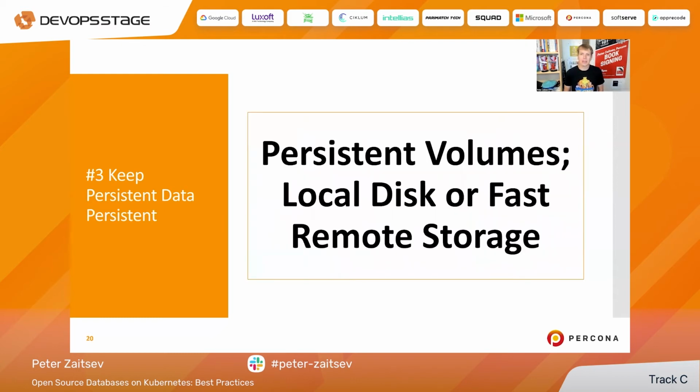The next one is you want to make sure you're keeping your persistent data as a database persistent, and that means you are really using persistent volumes for the data store. And in this case, you can use both local disk or fast remote storage, especially in a case that you have your Kubernetes environment well controlled.